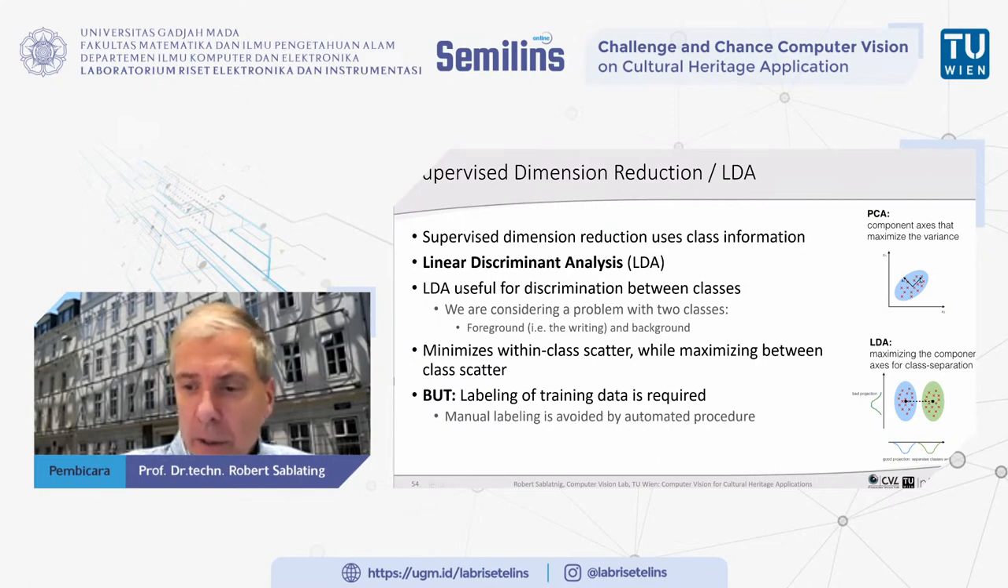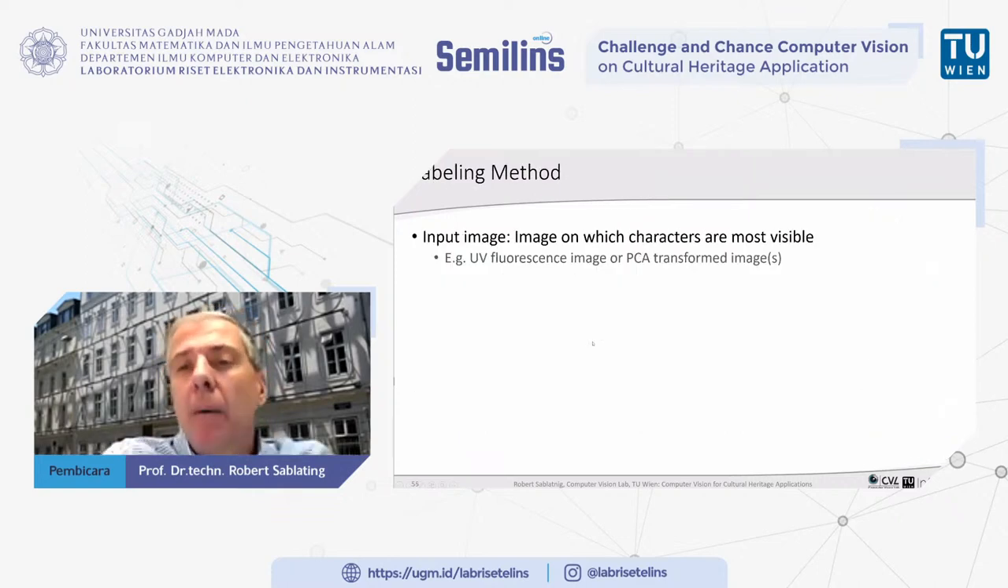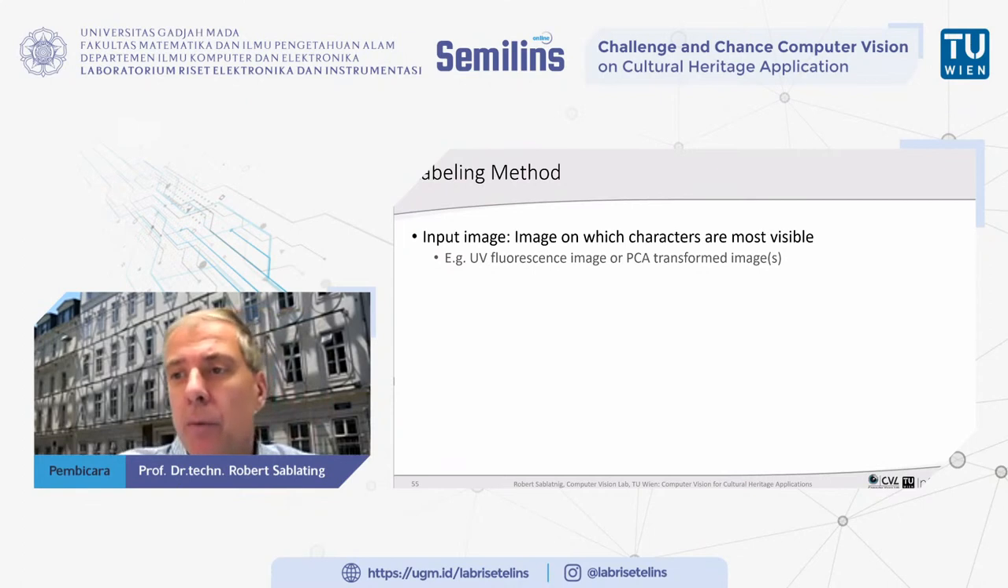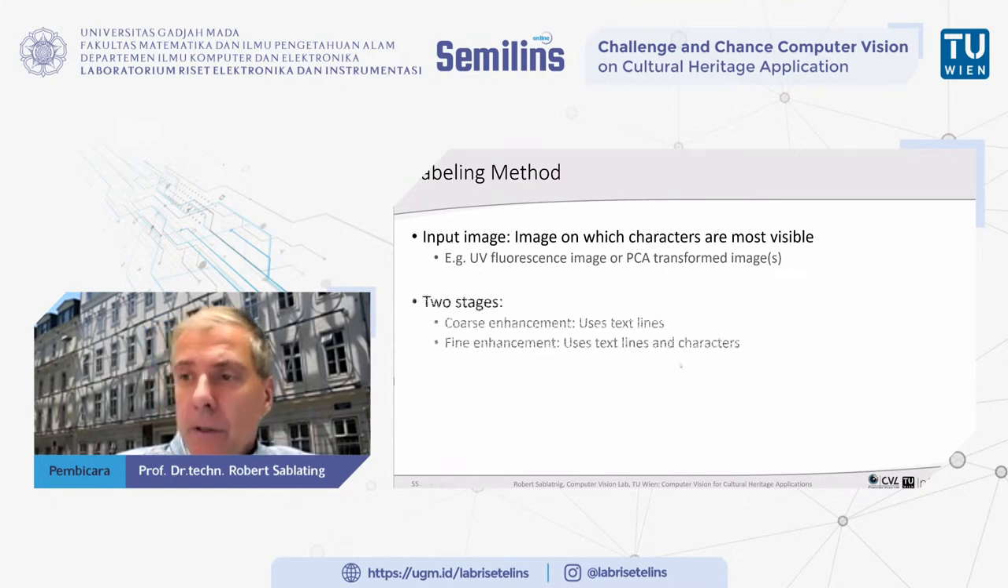And of course, we would like to have an automated procedure, so no manual labeling. And that's why we came up with a labeling method that does this automatically. So, as input image, we use an image on which the characters are most visible, for instance, the UV fluorescence image or the PCA transformed images. One image where you see good contrast, and then we do some coarse enhancement where we use the text lines, and fine enhancement where we use the text lines and the characters.